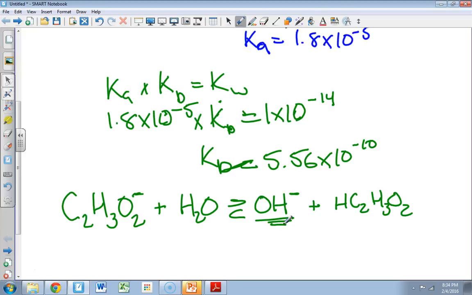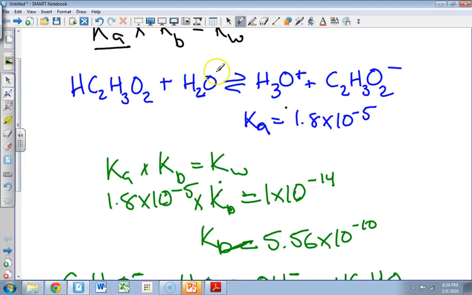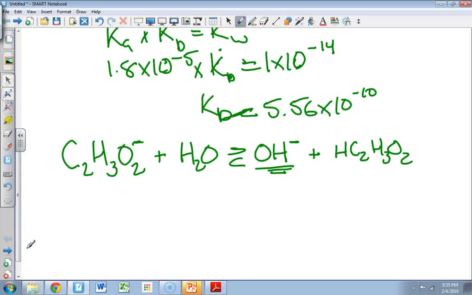So keep in mind that while Ka and Kb are related, the acid and base reactions are different. We just follow the rule that the acid reaction never changes. From what we know, it's always the same: acid plus water gives us hydronium plus the conjugate. And the base reaction will never change.